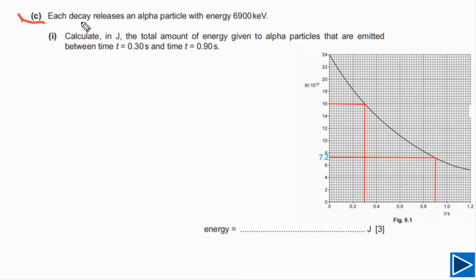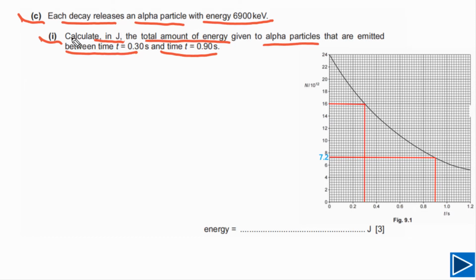For part C, it is given to us each decay releases an alpha particle with energy 6900 kilo electron volts. For part C1, we need to calculate in joules the total amount of energy given to alpha particles that are emitted between time t is equal to 0.3 seconds and time t is equal to 0.90 seconds.